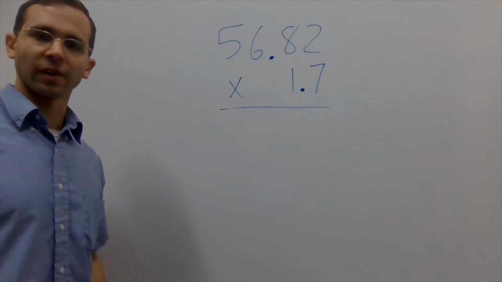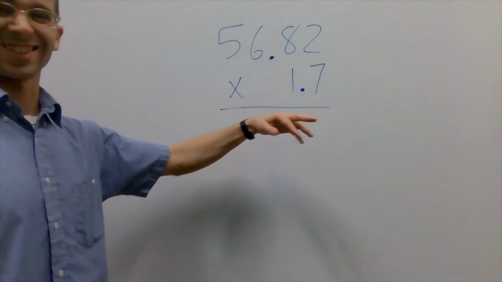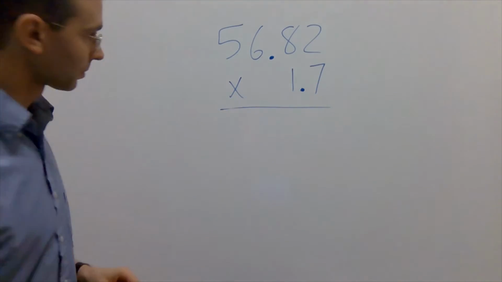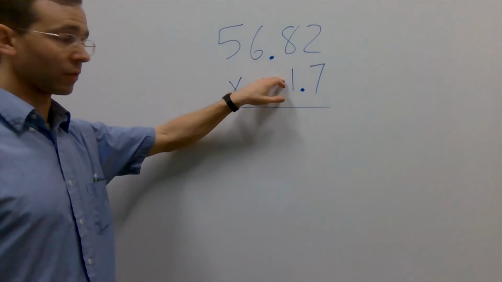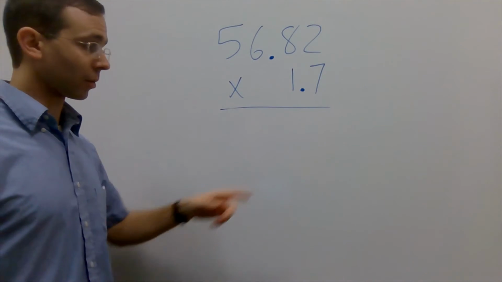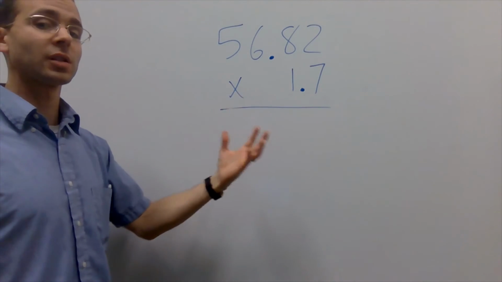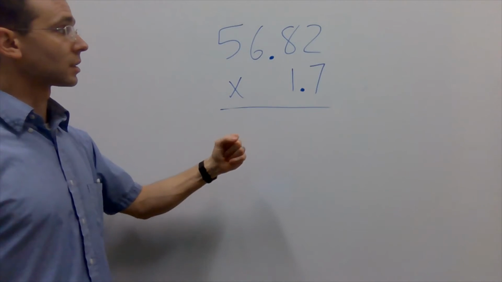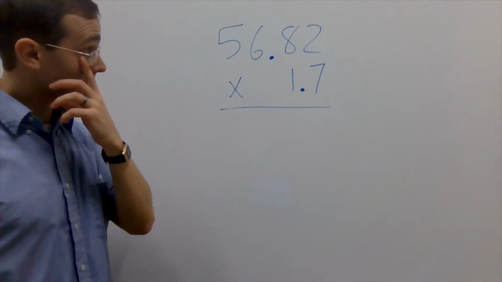Now what if our second factor includes a decimal part? That is to say, it's got wholes and parts. We will operate just as we did with a whole number second factor, though our final answer will have, as always, the cumulative number of decimal places. That is to say, it will have 2 plus 1, or 3 decimal places.